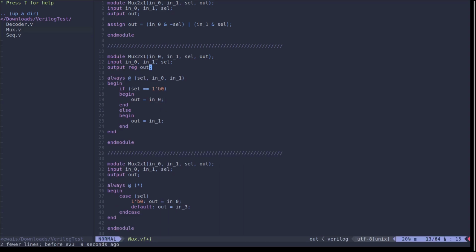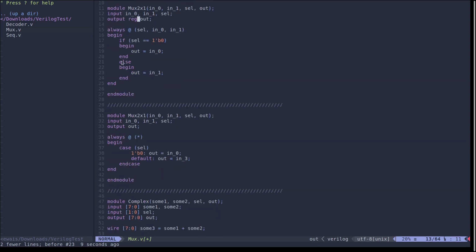Anyway, a reg is not to be confused. It is short for a register, but unfortunately that's a misnomer. That is not what it's actually intended for. Anything that is written to in an always statement, even if it's combinational, must be defined as either reg if it's internal, or if it's external, output reg. That doesn't mean it's a register, okay? So not to be confused with registers. It's just a name. A bad one, but it's just a name.